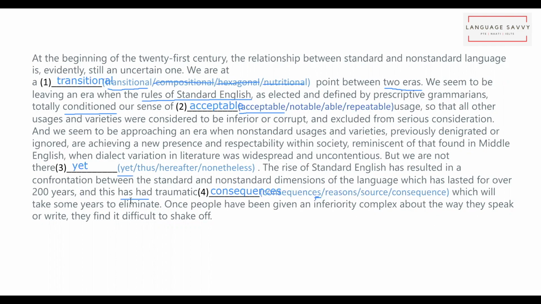So there is another explanation. It says which will take some years to eliminate, but consequences will take, whereas reasons will make, because a reason is the reason why something is happening. So if it was make, we could have used reasons, but it is take, so consequences will take some years to eliminate. So our correct answers were transitional, acceptable, yet, and consequences.